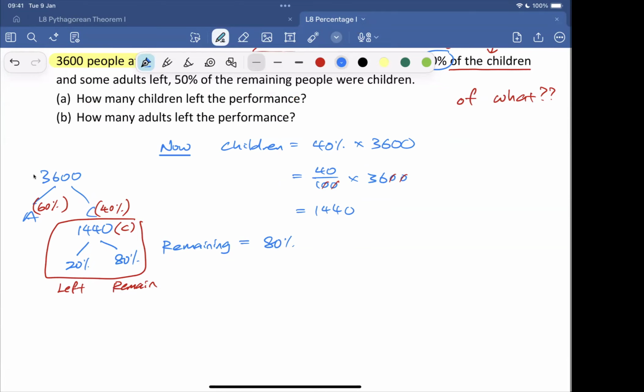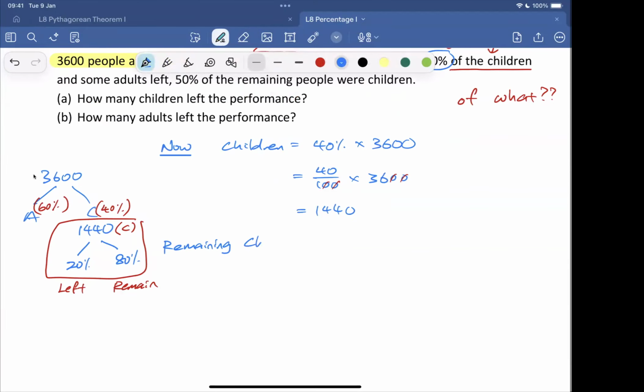Well, it's like 50% of the remaining people are children. No, don't get confused. Let's do it step by step first. Now I'm trying to find the remaining children. If I want to find the remaining children, it's quite straightforward. You take 80% of how much? 1440. Correct. Let's work it out step by step.